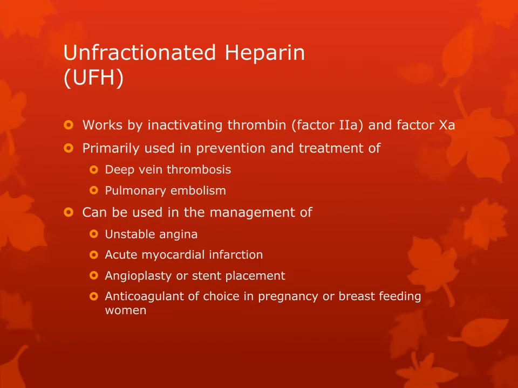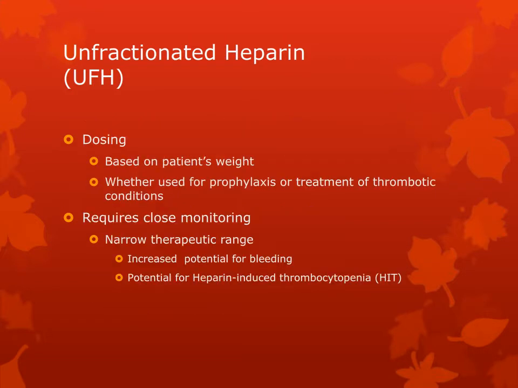Unfractionated heparin works by inactivating thrombin, factor 2A, and factor 10A, primarily used in prevention and treatment of deep vein thrombosis and pulmonary embolism. It can be used in the management of unstable angina, acute myocardial infarction, angioplasty or stent placement, and is the anticoagulant of choice in pregnancy or breastfeeding women. Dosing is based on the patient's weight, whether used for prophylaxis or the treatment of thrombotic conditions.